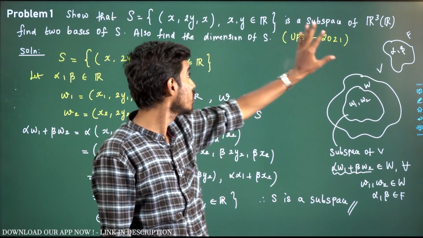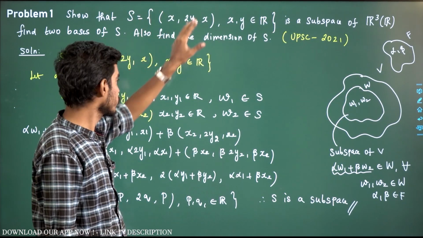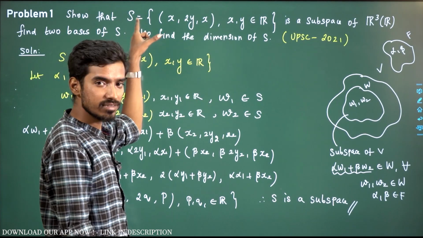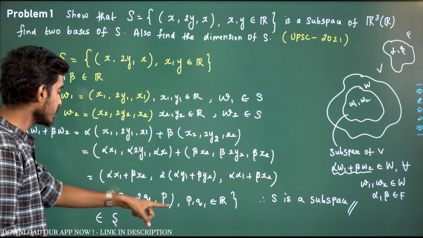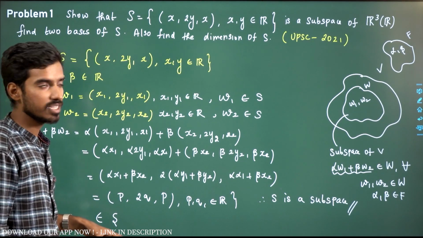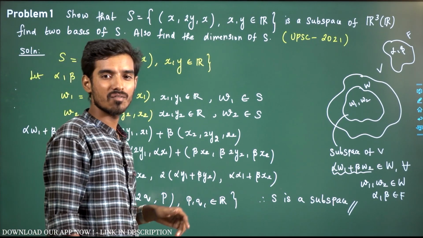Here instead of W, they have given the set S. You take two elements W1, W2 in S. You show that alpha times W1 plus beta times W2 is also in S. Then it will be a subspace. Then dimension and basis are very easy, right?